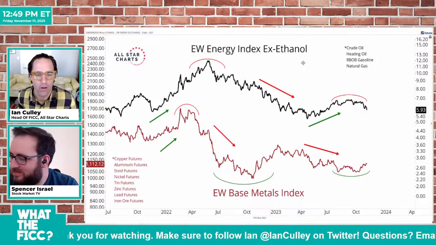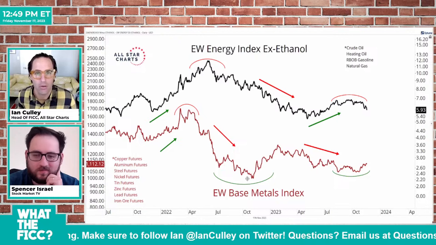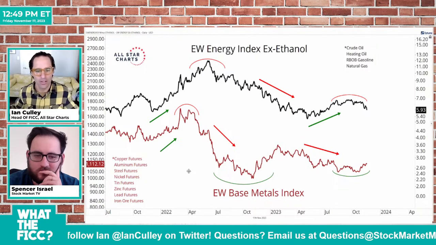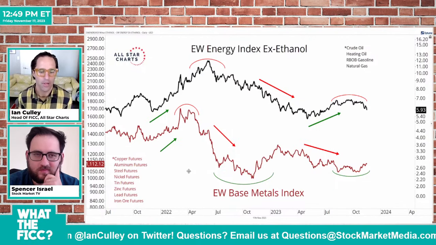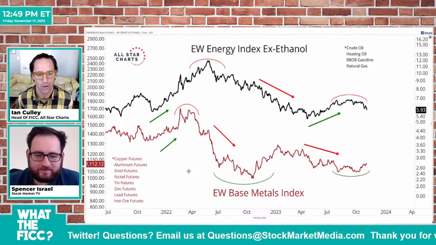And when I see this strength out of coal, when I see this strength out of uranium, I think of other areas of the commodity space, like precious metals and base metals, that we pull out of the ground. So here we've got our energy ex-ethanol custom index, equally weighted, overlaid with our base metal index, and we've got some industrial metals in here as well. And this has really been one of the biggest themes on my mind, at least over the past year or so.